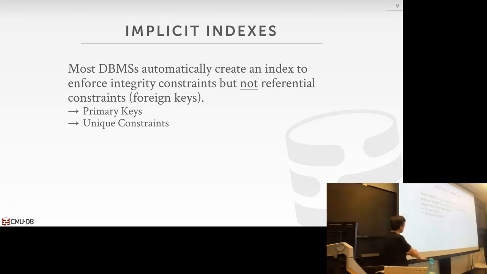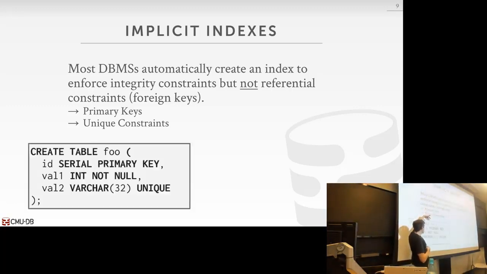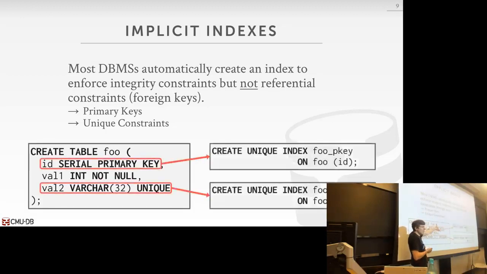So again, every database system will do this automatically for primary key and unique constraints. When I create the table with primary key and unique, it's the same thing as running these commands. I create the table, then it goes ahead and creates these indexes.